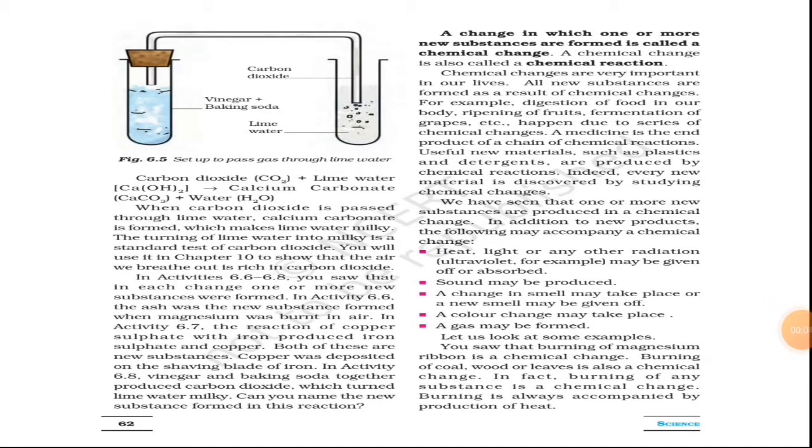I hope all of you understood the reaction between baking soda and vinegar and the effect of carbon dioxide in the lime water solution, and both these changes are called chemical changes, because a change in which one or more new substances are formed, having different properties than the original ones, is called a chemical change. As you studied, the burning of magnesium, and the reaction between copper sulfate and iron, these are also examples of chemical change.